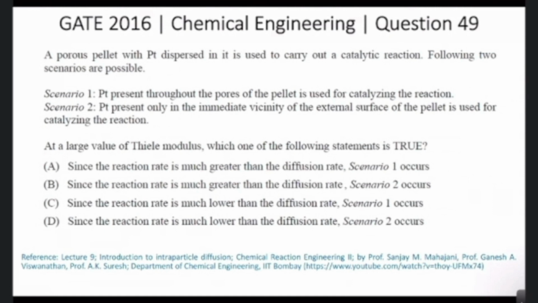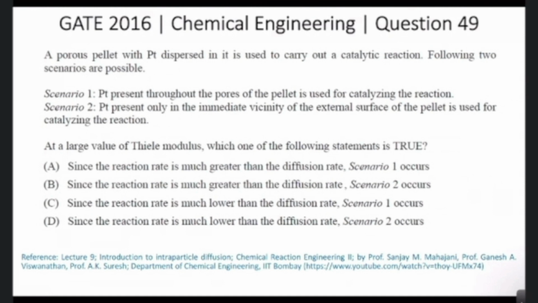So this is a question from Chemical Reaction Engineering 2 from the catalysis part, and the reference NPTEL series can be found in lecture 9, Introduction to Intraparticle Diffusion, Chemical Reaction Engineering 2 by Professor Sanjay M. Mahajani, Professor Ganesh A. Vishwanathan and Professor A.K. Suresh from the Department of Chemical Engineering, IIT Bombay.